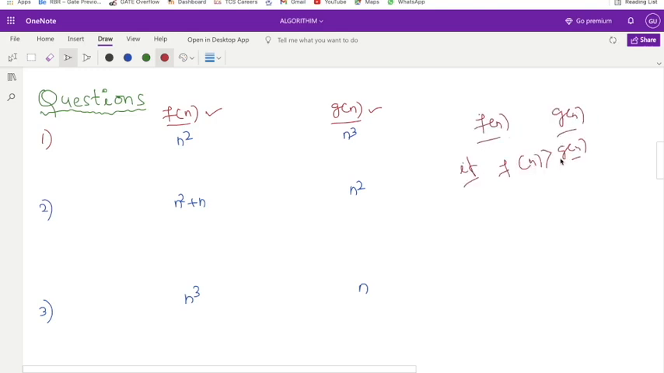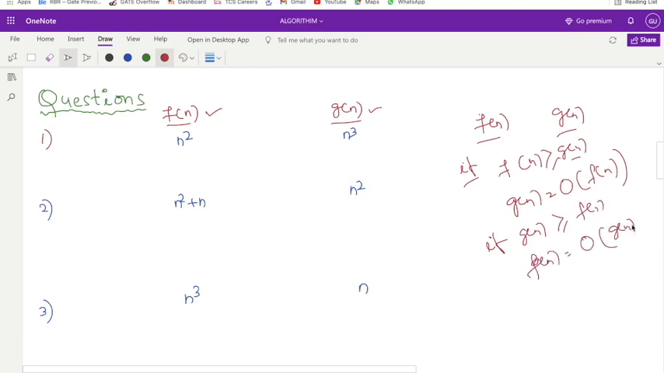If f of n is greater than or equal to g of n, then we can write g of n equals big O of f of n, because this one is greater. Whichever is greater will be inside the big O symbol. If g of n is greater than f of n, then what will be the situation? F of n equals big O of g of n. Here g of n is greater.